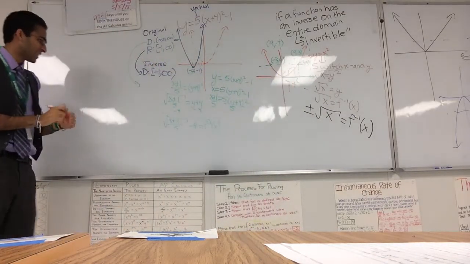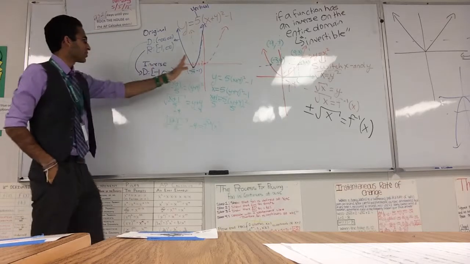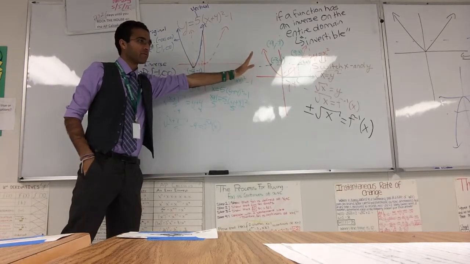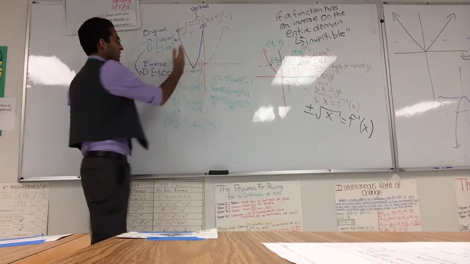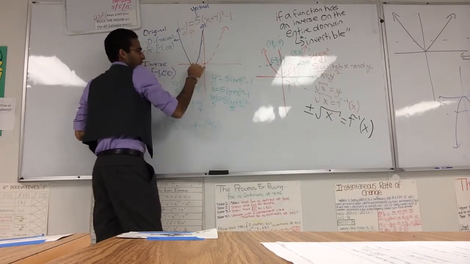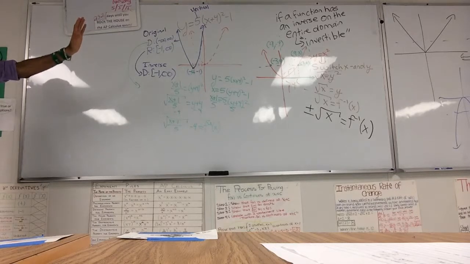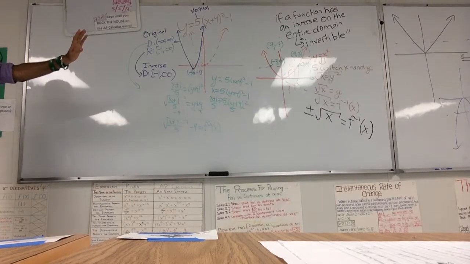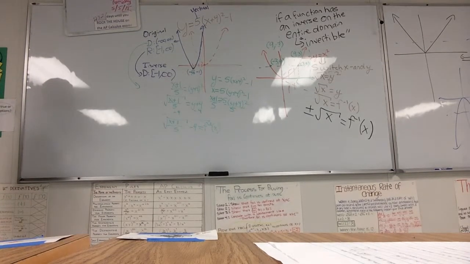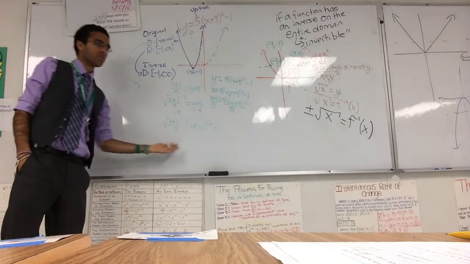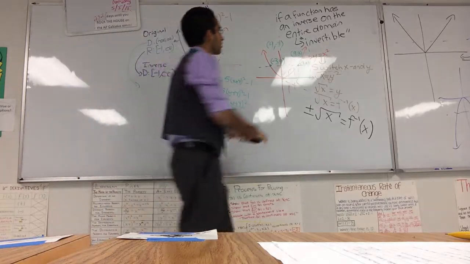So I basically said, I only want the inverse on the positive side of the graph. And why is it the positive side? Because it's to the right of the vertex. Questions? So let's graph this to see what this looks like.